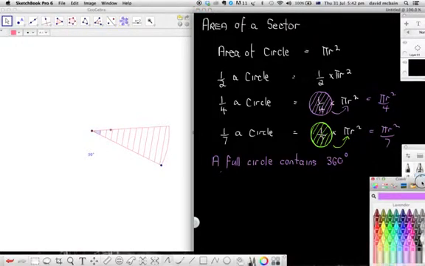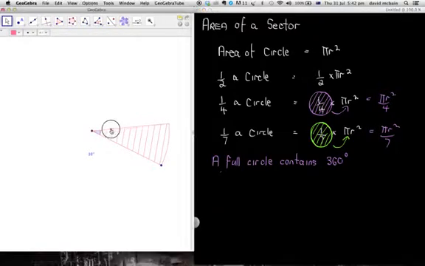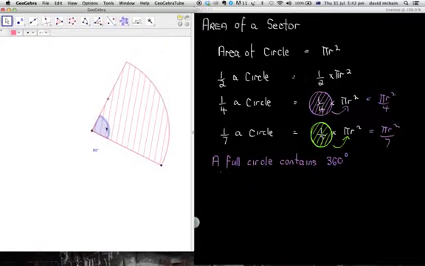Okay, let's see if we can use this idea. Let's have a look at our fractions again. Let's look at a quarter of a circle. There's a quarter of a circle there. Now, look at the angle inside. The angle in here is 90 degrees.